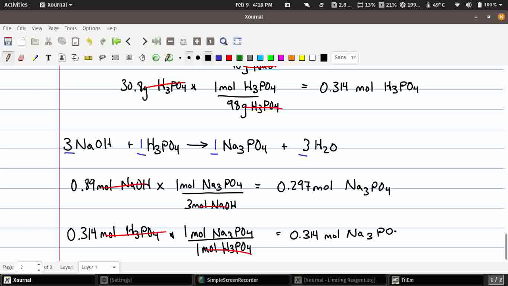So whichever one gives us the least amount is our limiting reagent. So our limiting reagent would be sodium hydroxide. And then our excess is the reagent that we have more of. If we have an excess of something, that means that we could theoretically do more if we had more of the limiting reagent. Let me put these in green. So LR is for limiting reagent, and then excess.